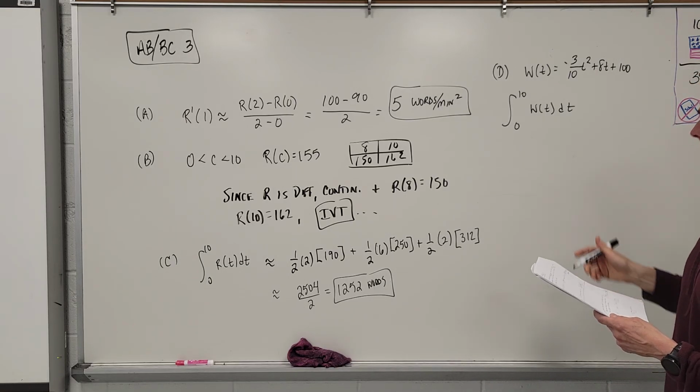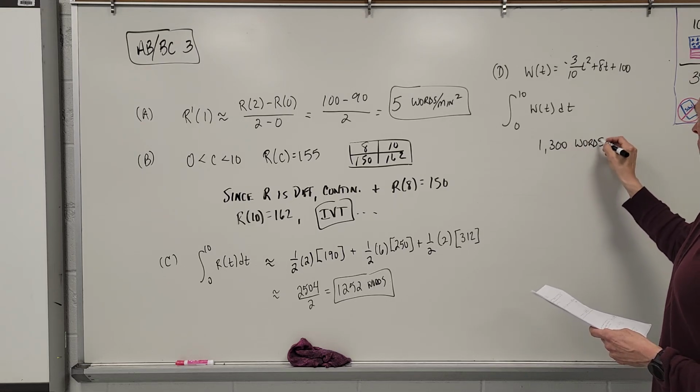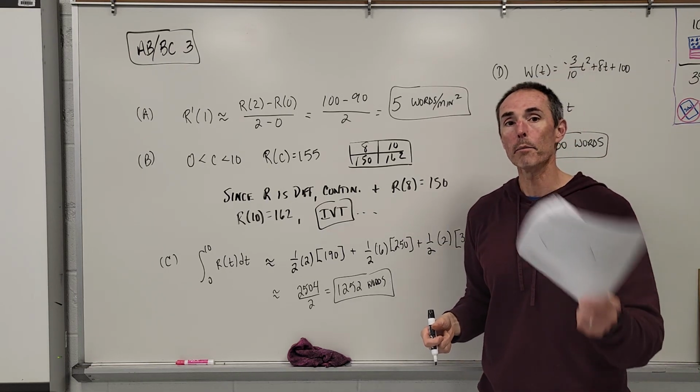It's actually a pretty easy one, polynomial to integrate, so simple power rules here. And when all is said and done, we find that the teacher has read 1,300 words. So there's question 3 on both the AB and the BC exam.